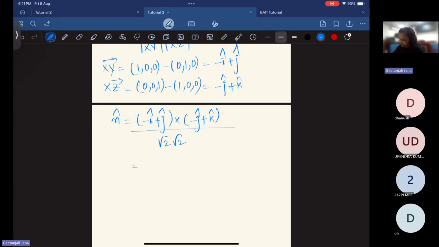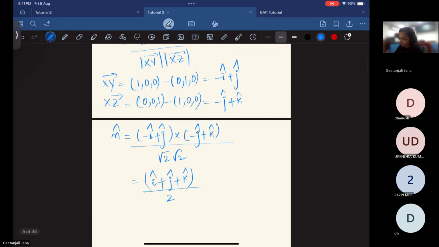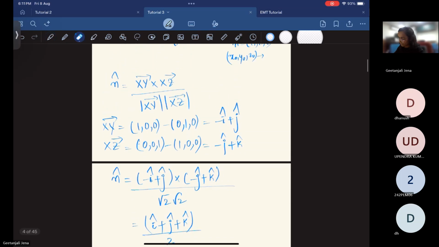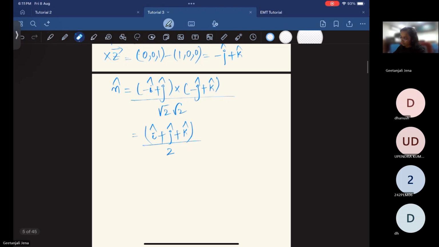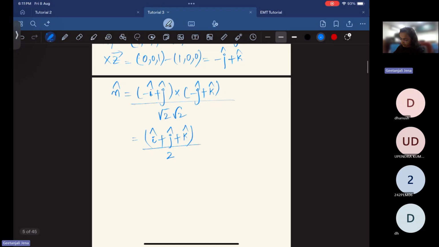Just solve it, take the cross product, and you will find this will be i plus j plus k, divided by root 3, right? No, root 2. Okay. Then what you have is that you can find ABC is half, half, half.